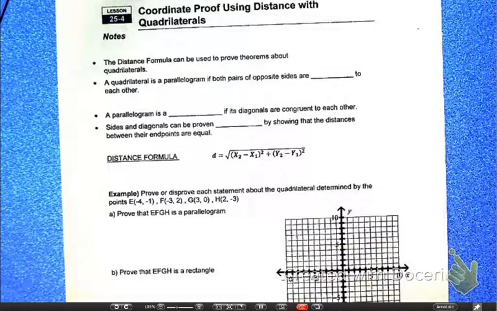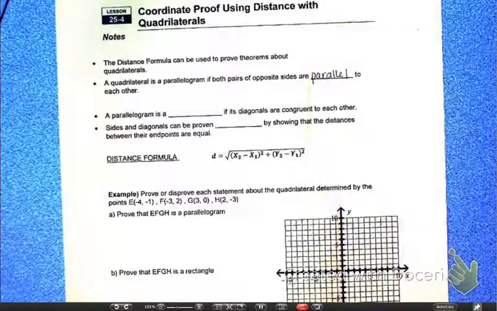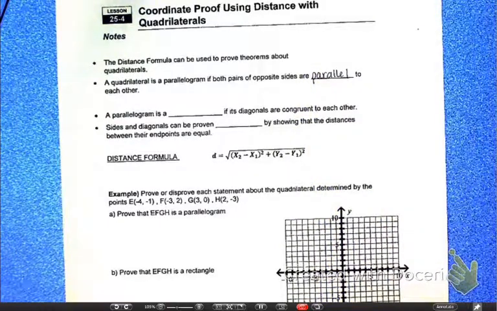A quadrilateral is a parallelogram if both pairs of opposite sides are blank to each other. Parallel. So if both pairs of opposite sides are parallel to each other, we have a parallelogram.